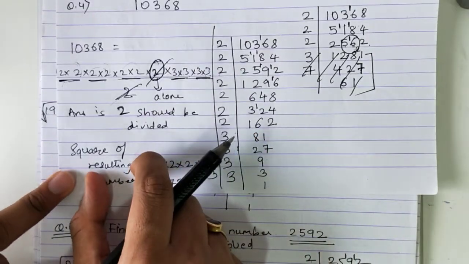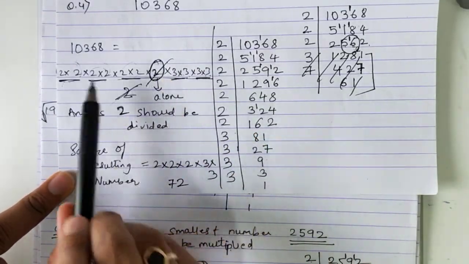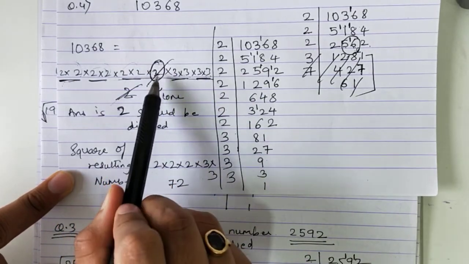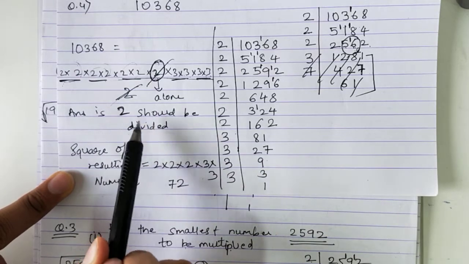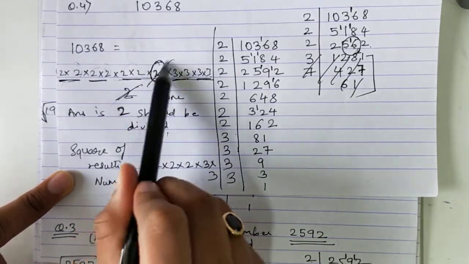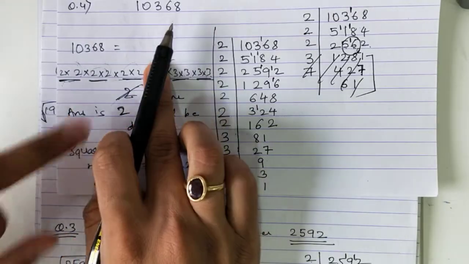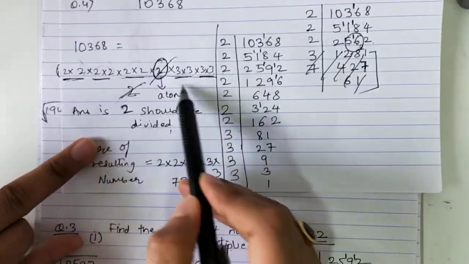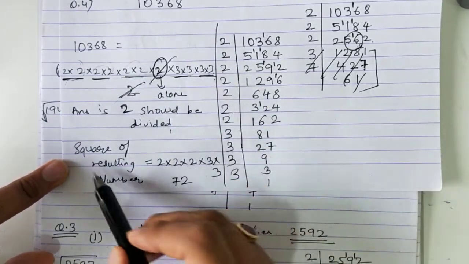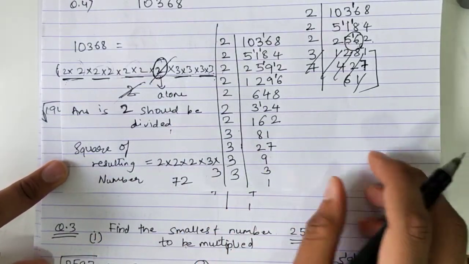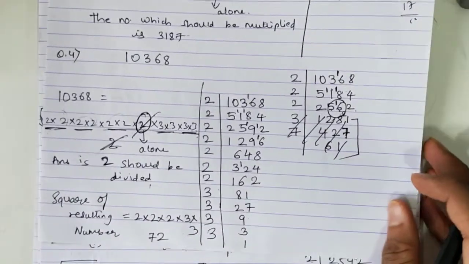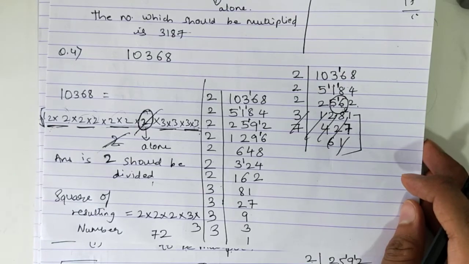What does this resulting number mean? That from this, 2 was alone, so 2 should be divided. When you divide it with 2, this alone number and these 2 will get cancelled. So what will remain? Only these numbers which had pairs. So I took one number from each pair and I got the resulting number of the square root. Okay, copy this question.